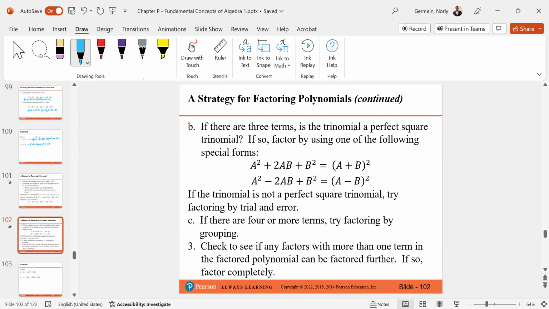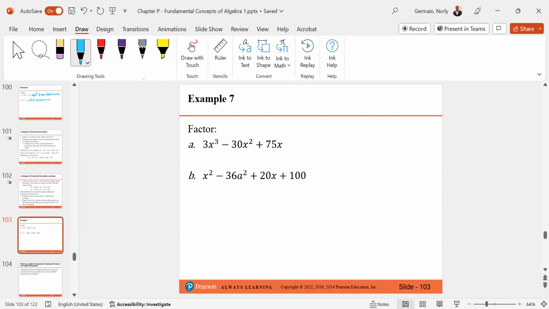If there are three terms, is the trinomial a perfect square trinomial? You can ask yourself that question. If so, factor by using one of these we covered. So a squared plus 2ab plus b squared, you can just do a plus b, to the power 2. If the trinomial is not a perfect square, try factoring by trial and error. Maybe it's one of them. If there are four or more terms, try factoring by grouping and check to see if any factors with more than one term in the factored polynomial can be factored further. If so, factor completely. You need to do that, okay?